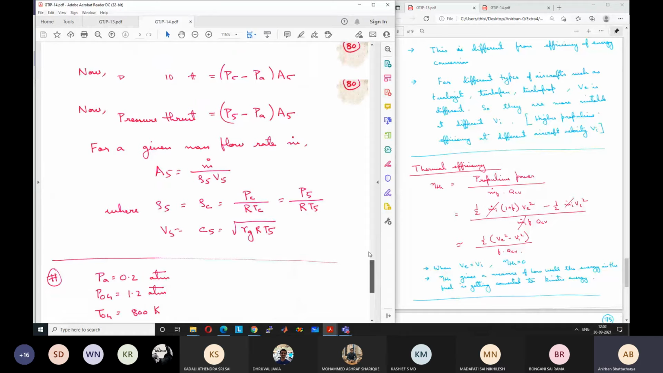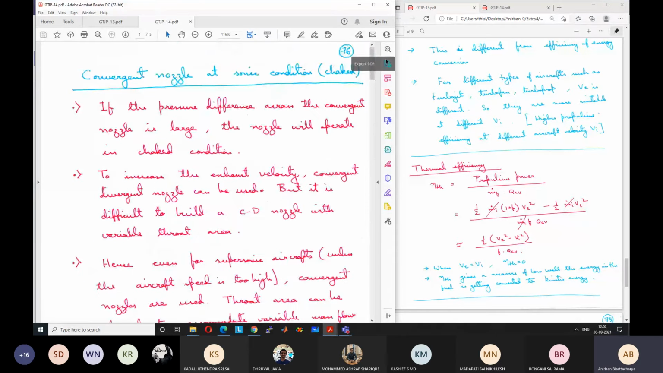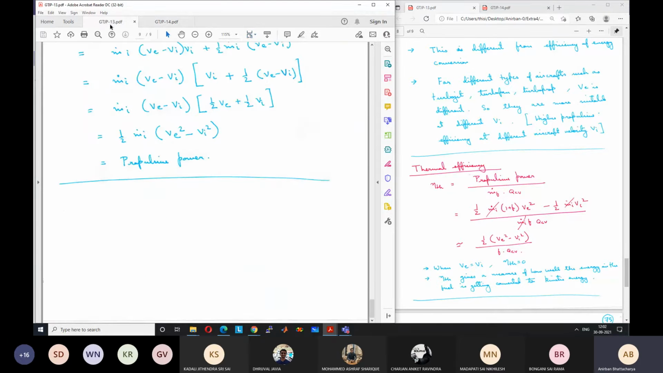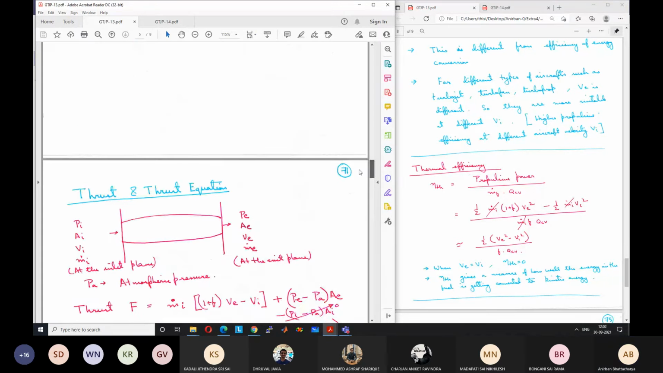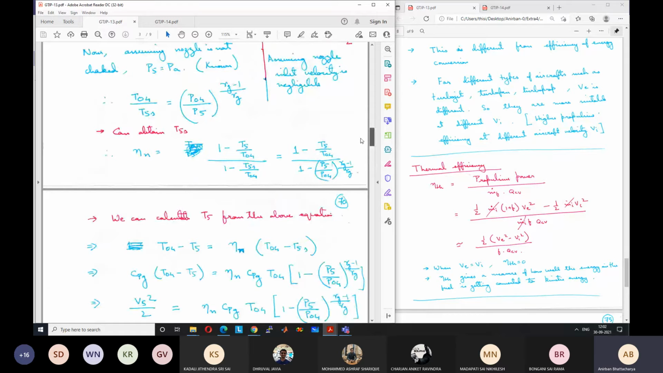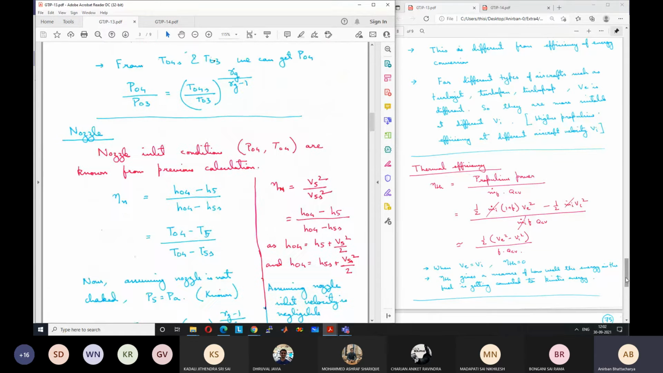Anyway, we had seen the case of a convergent nozzle at normal condition, meaning when the nozzle is not choked. So what was the case? Long time back we had discussed it before the exam. Let us take a look at that quickly, because today's discussion is related to that.